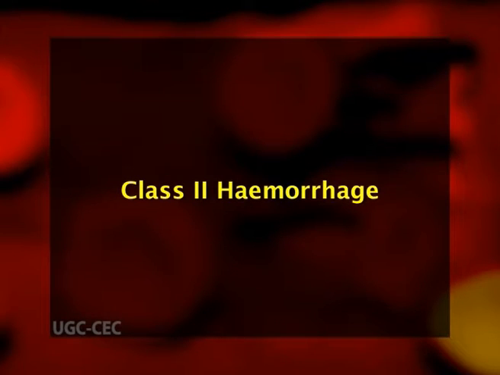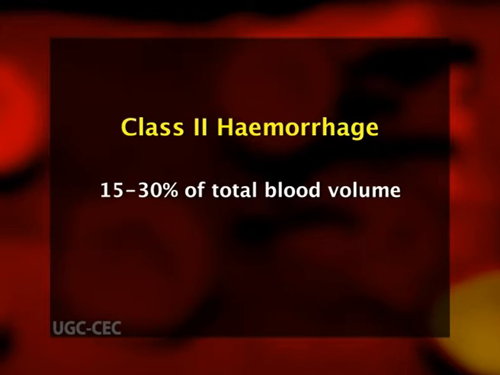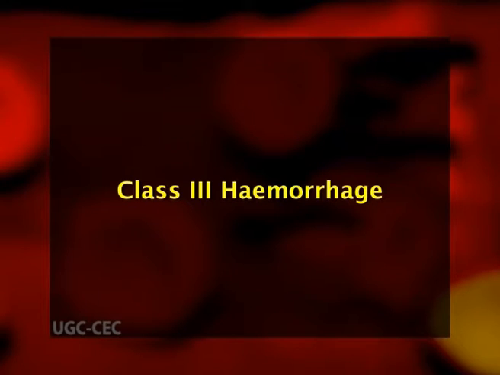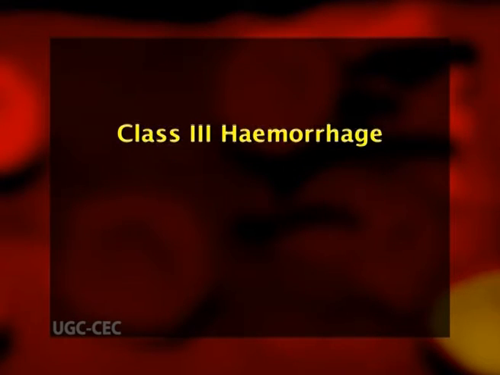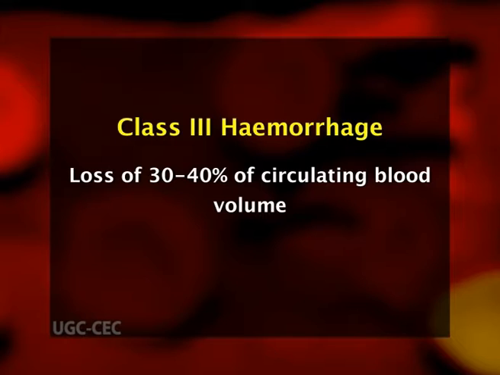Number second is the Class 2 hemorrhage, which involves 15 to 30% of total blood volume. A patient is often tachycardic, that is, rapid heartbeat, with a narrowing of the difference between the systolic and diastolic blood pressures. The body attempts to compensate with peripheral vasoconstriction. Number third is Class 3 hemorrhage, which involves loss of 30 to 40% of circulating blood volume.